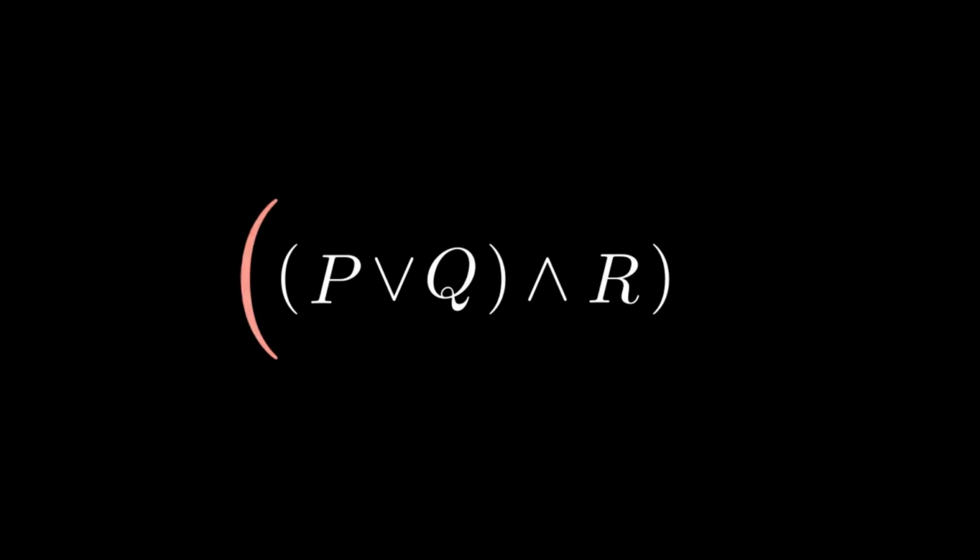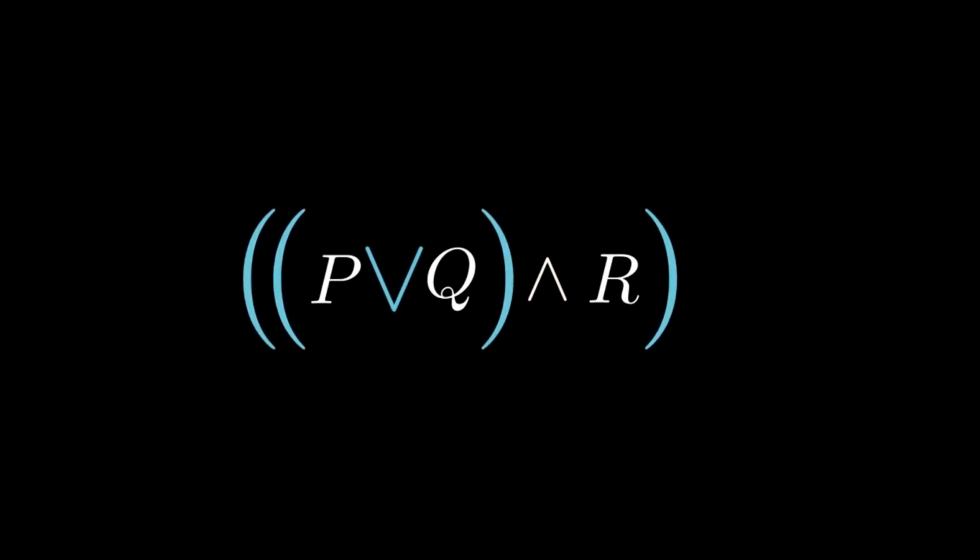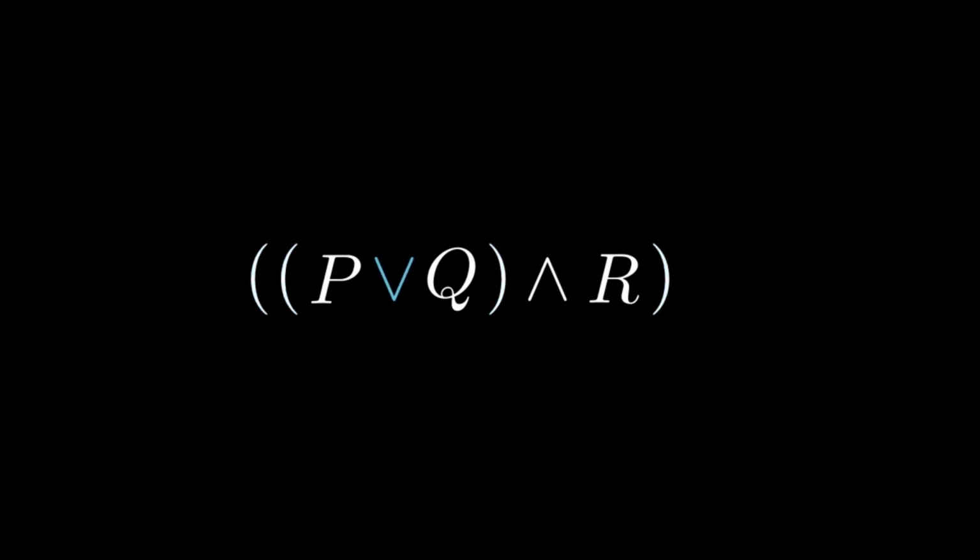Now let's look at a formula. The first symbol in this formula is a left parentheses, so let's move on to step 2. There are two binary connectives, a disjunction and a conjunction. The disjunction is surrounded by two sets of parentheses, and the conjunction is surrounded by one set of parentheses. This means that the conjunction is the main connective.